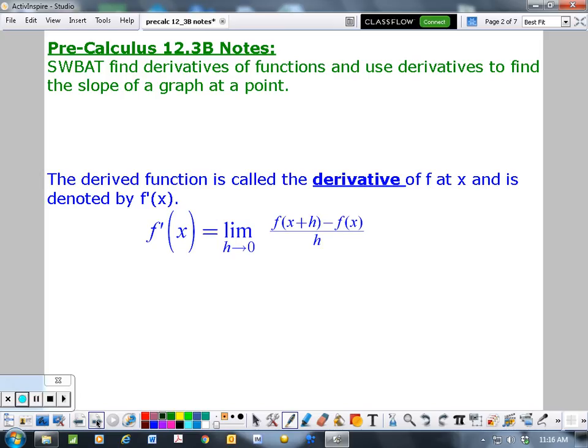And now we have a technical term for that, the derivative. I know I've been saying that it's the derivative for a while, but now we're getting that definition. The derived function is called the derivative of f at x and is denoted by f prime of x. So when there's one little prime, it's the first derivative. If there's two, then there's a second derivative. So you can keep finding derivatives of functions, and each of them denotes something else.